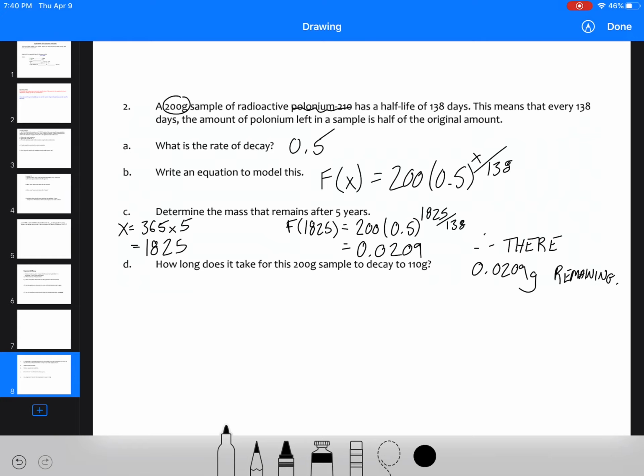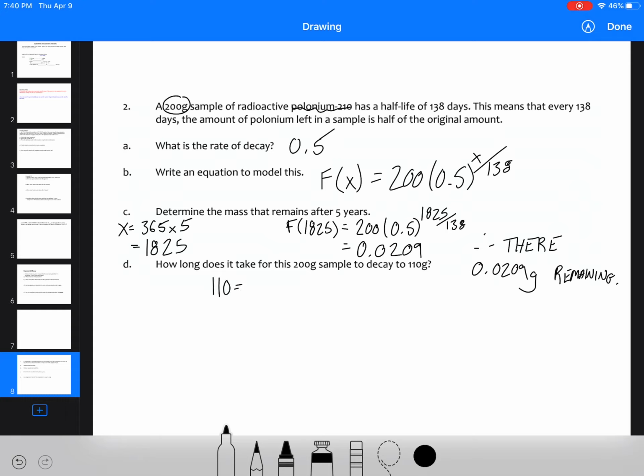Now, if we wanted to look at this, let's just make sure. 1825 divided by 138 means we've had 13.22 half-lives. Half of 200 is 100. Half of that is 50. Half of that is 25. Half of that is 12.5. We're getting down to 6.25, and we've only gone through 5 times. So it's probably pretty close to our answer.